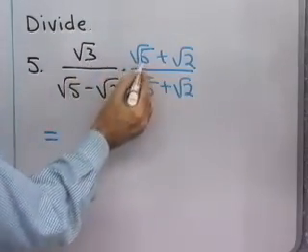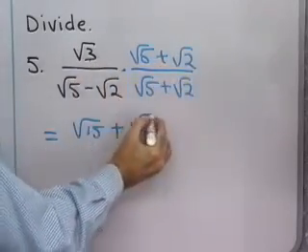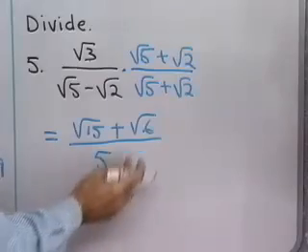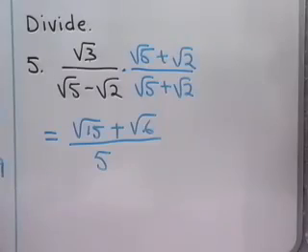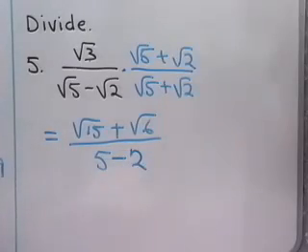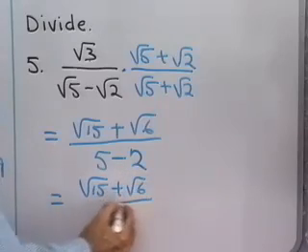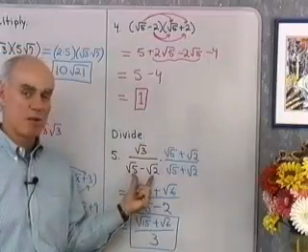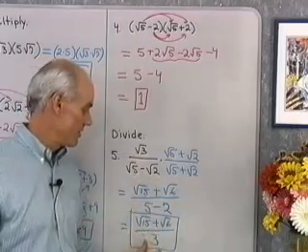Now, square root 3 times square root 5 is square root 15. Plus square root 3 times square root 2 is square root 6. In the denominator, I have square root 5 times square root 5, which is 5. Inside is minus square root 10. Outside is minus square root 10 plus square root 10. That adds up to 0. And then I have minus square root 2 times square root 2, which is just 2. So I end up with square root 15 plus square root 6, all divided by 3. And that is as simple as I can get with this expression in division. So dividing square root 3 by the quantity square root 5 minus square root 2 gives us this expression right here.